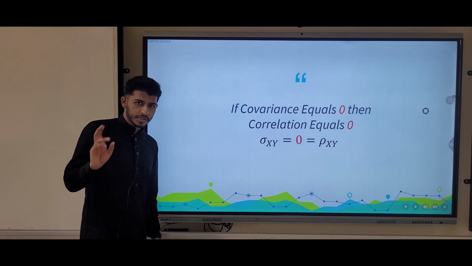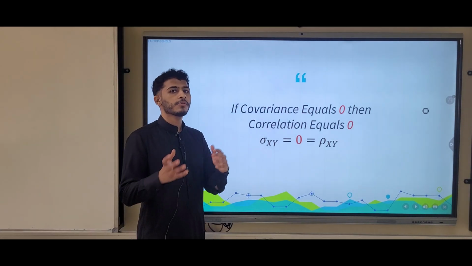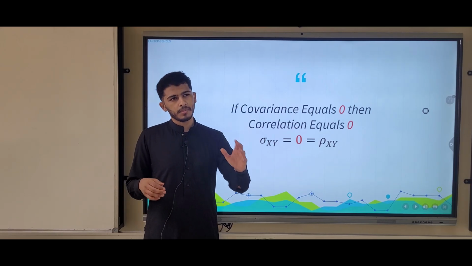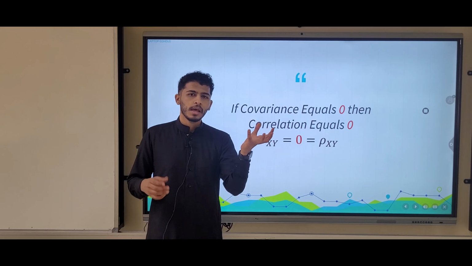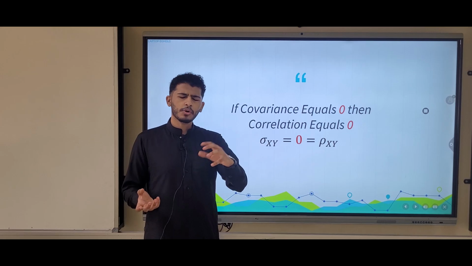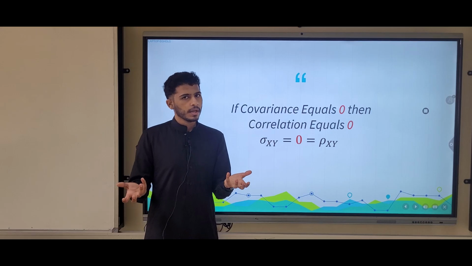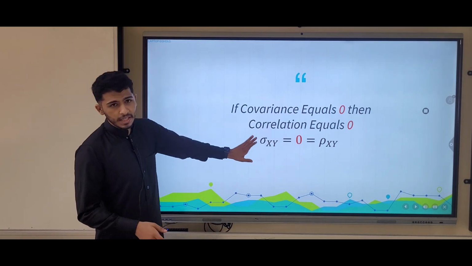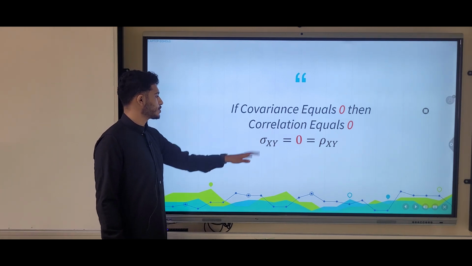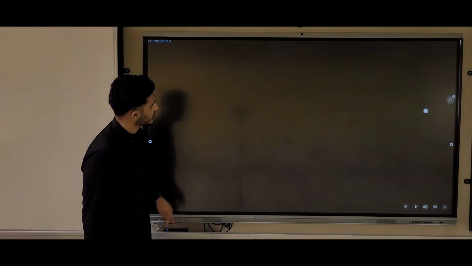If the covariance equals 0, then the correlation equals 0. So if either one of them equals 0, then you know the other one equals 0. We have said that it's different from each data set. So maybe in this data set you get 100, and 100 means strong positive correlation, and in the other data set you get the covariance to also equal 100, but there is no correlation whatsoever. But if it equals 0, then you know for sure that there is no correlation whatsoever between them. Okay, so yeah, that's basically it.